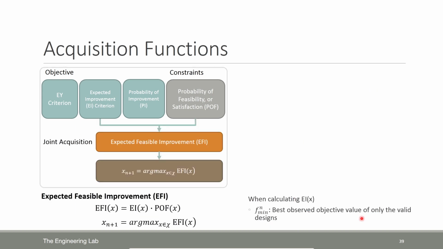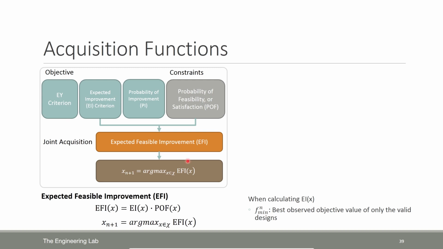So now, that was the probability of feasibility. Now, how do you combine these two to perform a constrained optimization? So you can take the product. You take the product of your objective acquisition function and you take it with the acquisition function of your constraint.